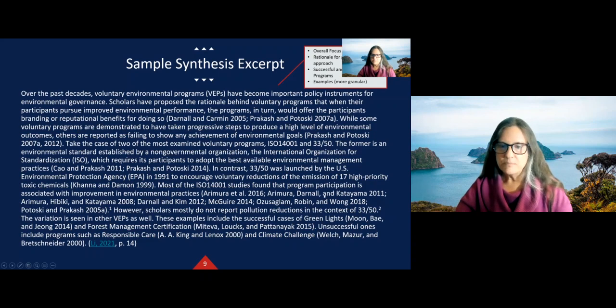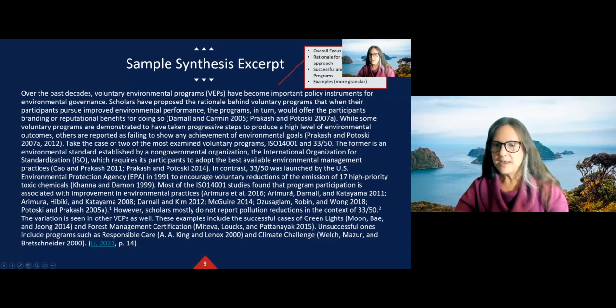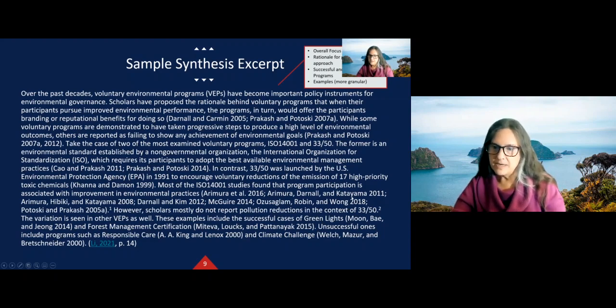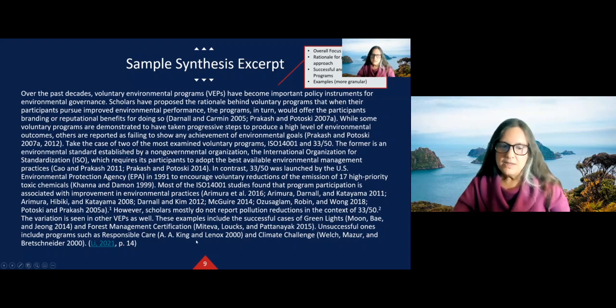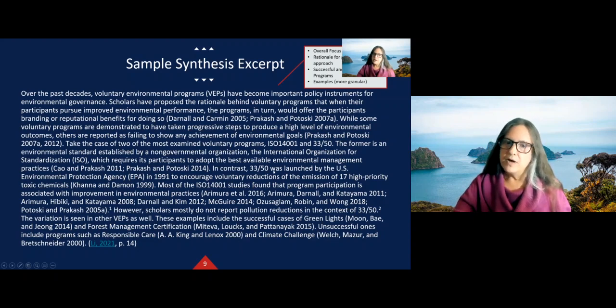We then make some more references down here. Most of the ISO 14001 studies found that program participation is associated with improvement in environmental practices. Then you've got about 7 or 8 different sources listed here, plus a footnote. So this is a huge synthesis of one finding. If you see found that, it's saying, okay, this is a shared finding by quite a few studies, and they range and they're fairly recent. This is what we mean by one way of synthesizing, of pulling together commonalities and also showing differences. What are the outliers?